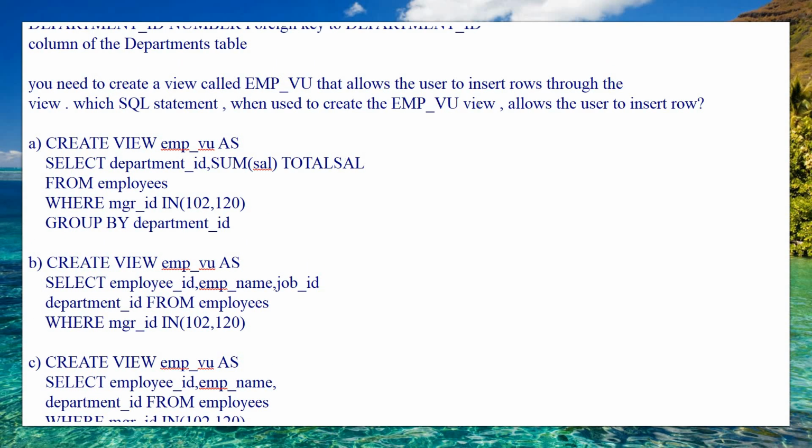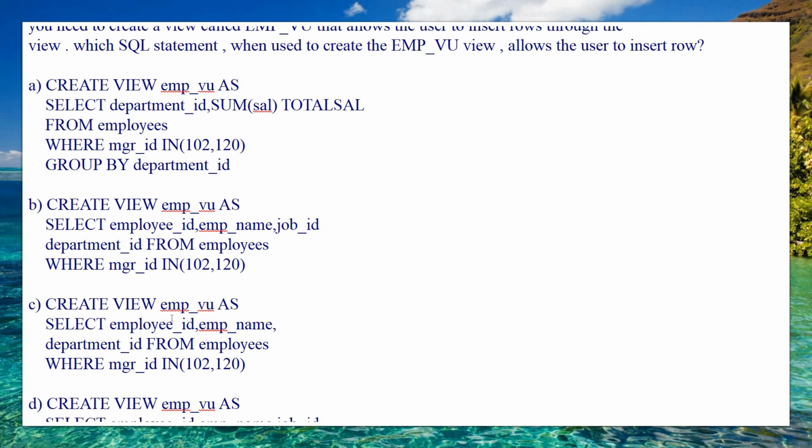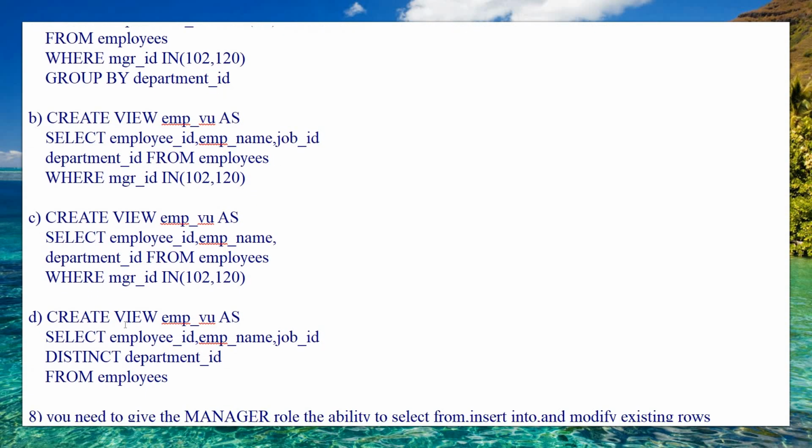So what you need to do is create a view which allows the user to insert rows to the view. So here you are creating a view and you are going to insert the values into that row. So that is the manager ID table. So again here you are using department underscore ID, but job ID is missing, so the third query will not come. In the fourth query you are using distinct, so there is no need to use the distinct keyword itself.